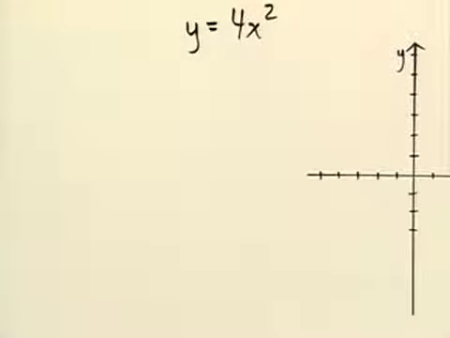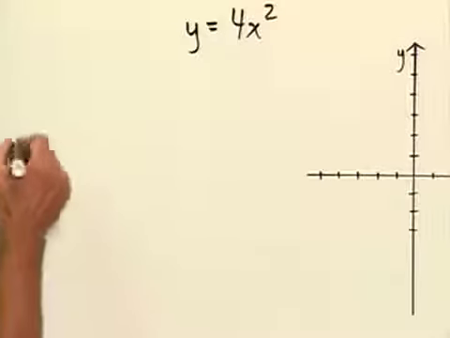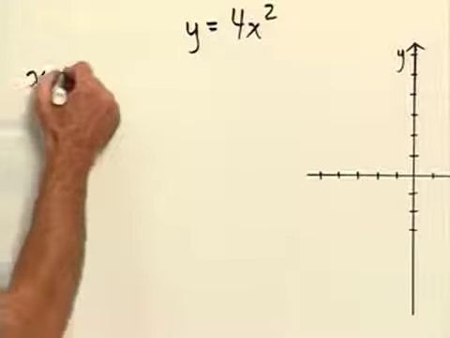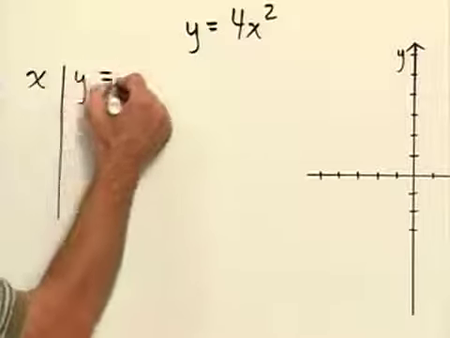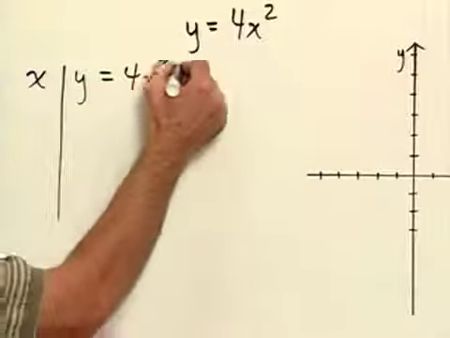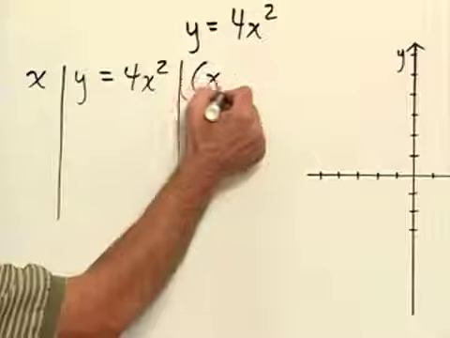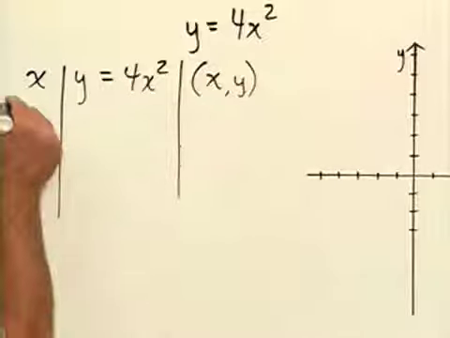For this problem, we're going to graph y equals 4x squared. Let's graph this one by plotting points. So let's make a table. Let's make an x, y equals 4x squared, and an xy table.